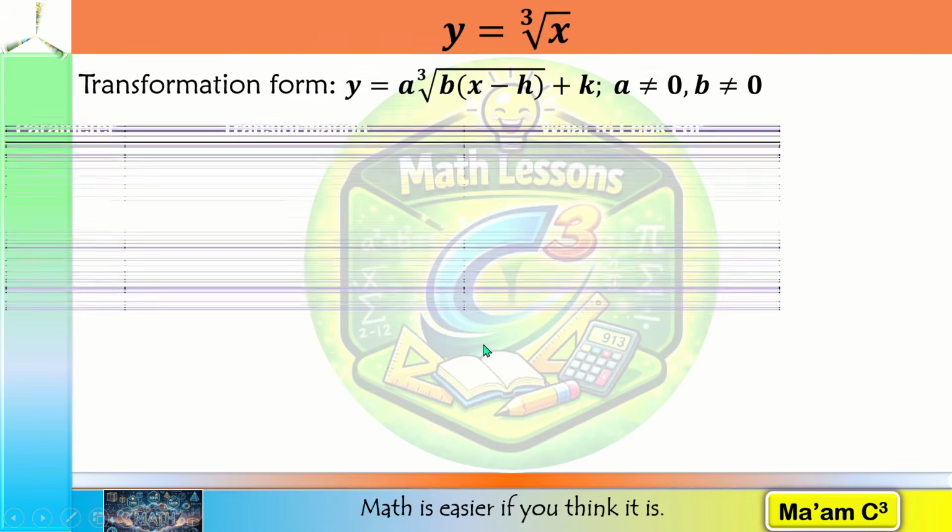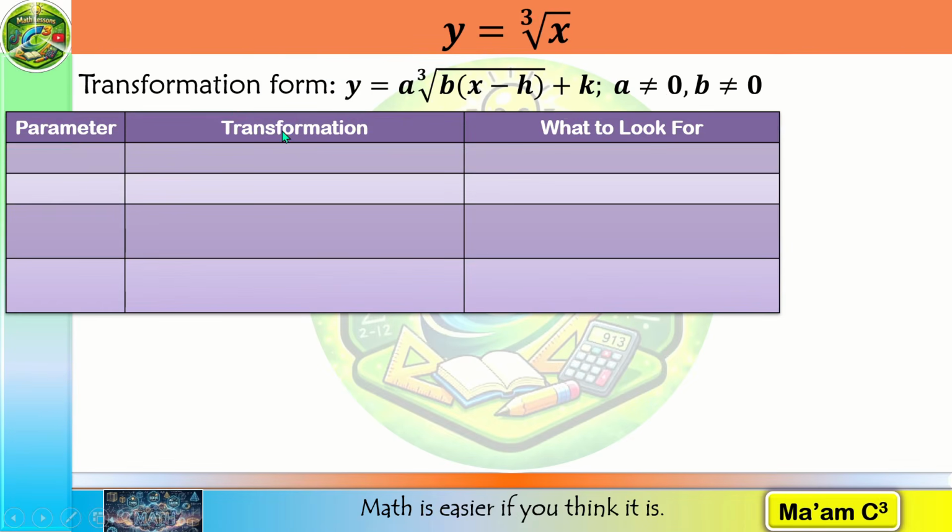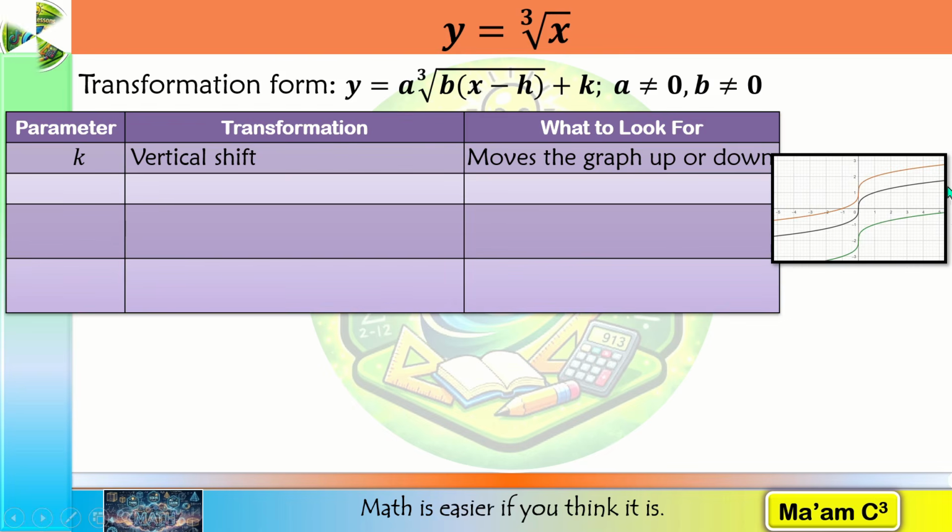Okay, once again, I'm going to use a table. We have the parameter, the transformation, and what to look for. I'll start with parameter k. This is the vertical shift. It moves the graph up or down. Let's recall our graphs earlier. So our mother function, cube root of x, is the black one. When I added here plus 1, the graph moved 1 unit upward. When I added negative 2, the graph moved 2 units downward. That is the green graph.